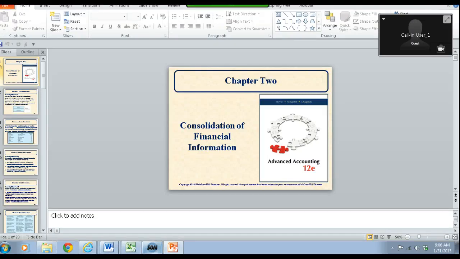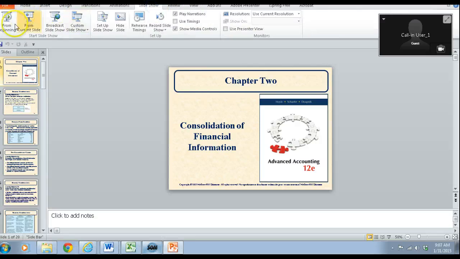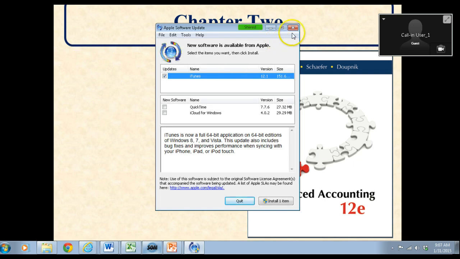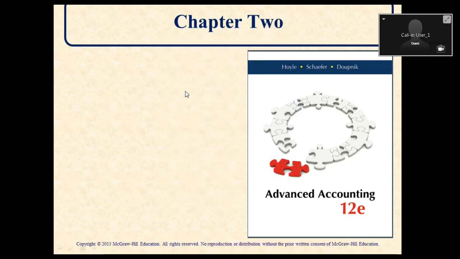Okay, so this chapter primarily deals with consolidating financial statements. The first week we were talking about when there is a percent of investment in a company. And depending on that percent of investment, we use the equity method or the fair value method. And then we talked about how we would report those on the parent company's financial statements.